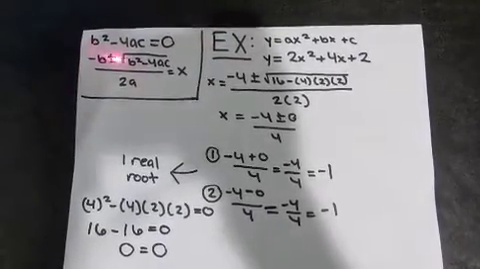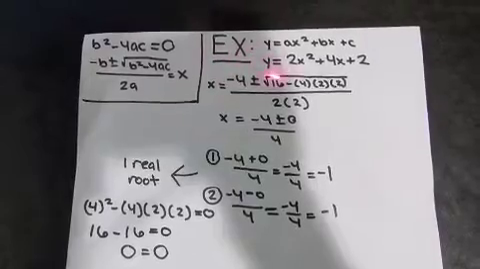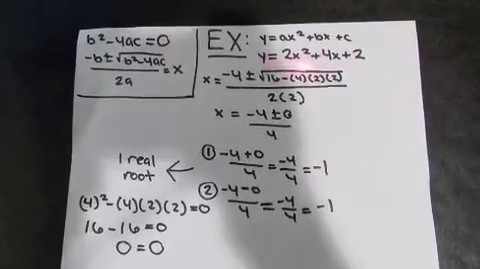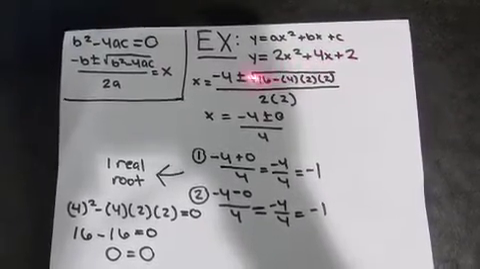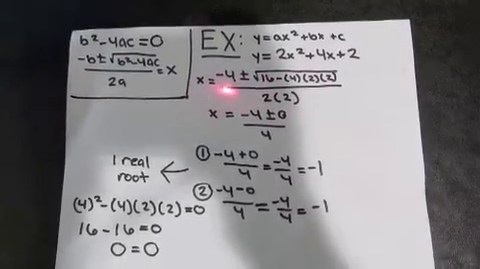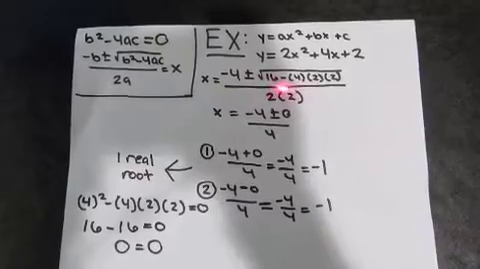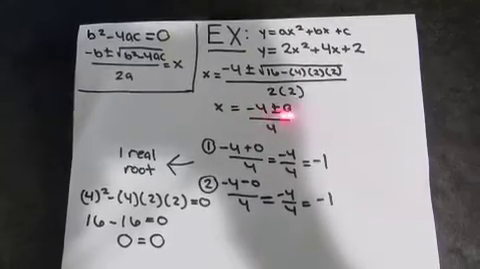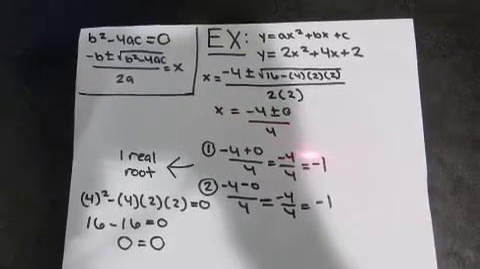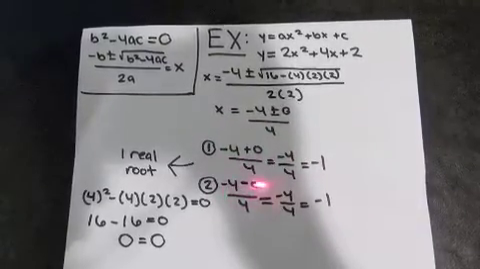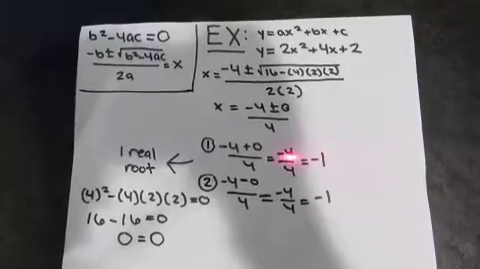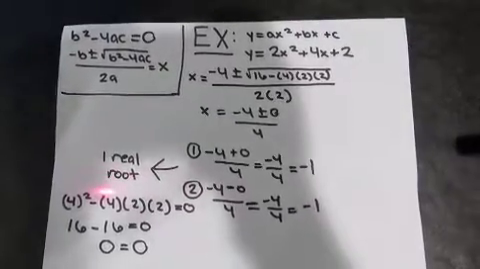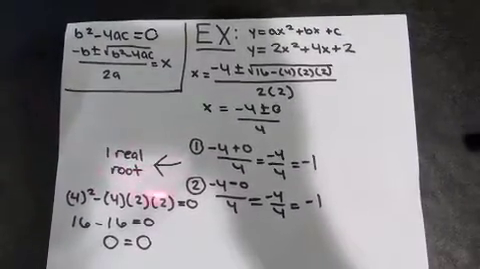Here's an example when the discriminant is equal to 0. You take the numbers in the y equals ax squared plus bx plus c form again, which in this case is y equals 2x squared plus 4x plus 2, and plug it into the quadratic formula, which is x equals minus 4 plus or minus the square root of 16 minus 16 over 2 times 2, which ends up being x equals minus 4 plus or minus 0 over 4. Whether you plug in the plus sign or the minus sign, your answer both times ends up being minus 4 over 4, which is the same thing as saying negative 1. Therefore, when the discriminant is equal to 0, there is one real root every time.